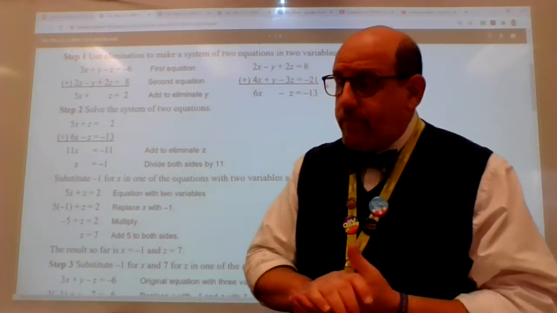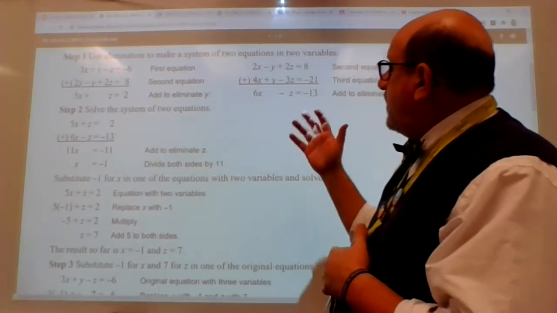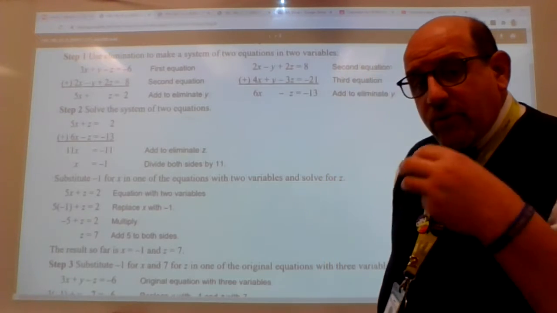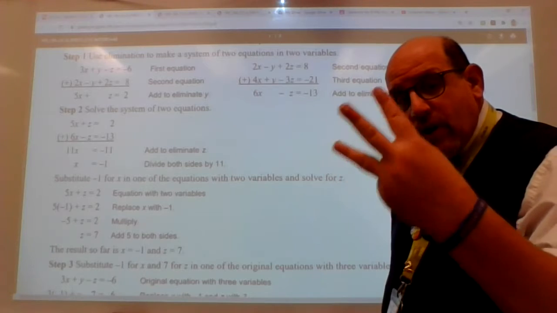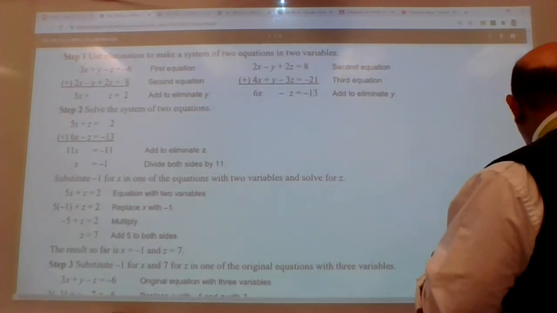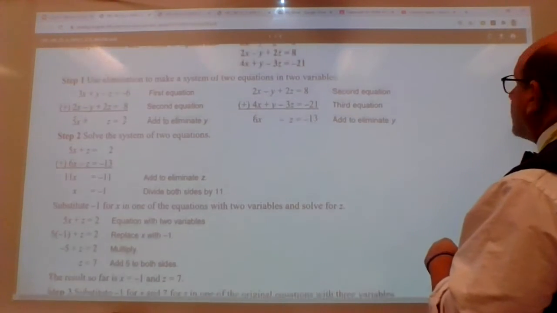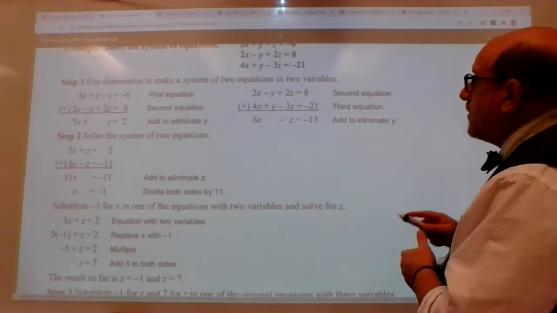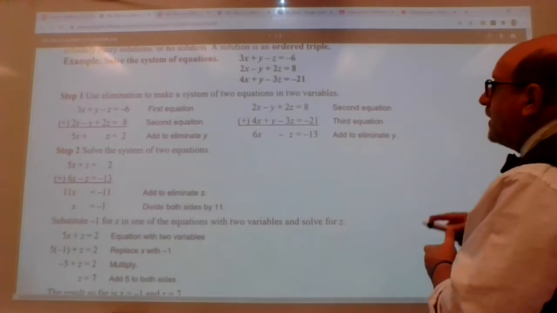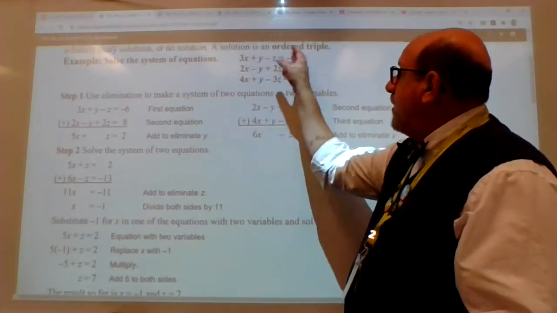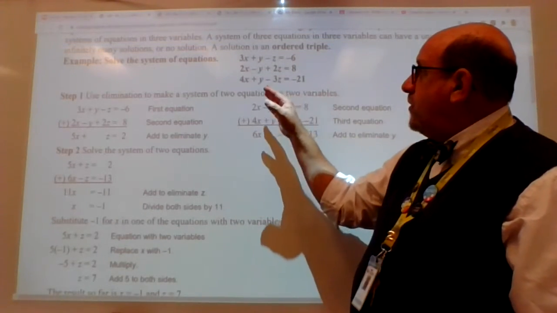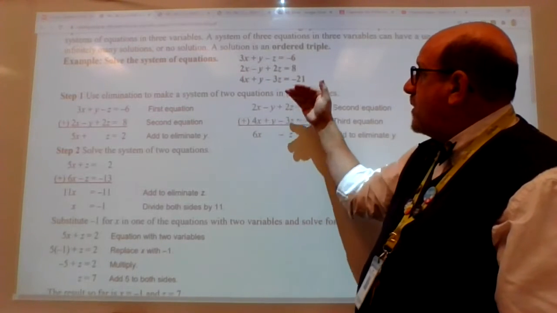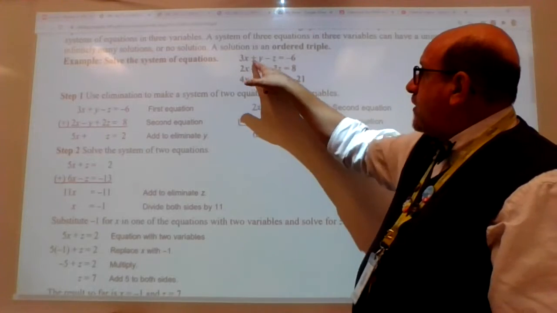This one has a system of equations, and it's got three different variables. So you have three equations with three variables. And I'm going to show you what that looks like real fast. Here's our example. Now this one is set up simply so we could do some elimination, but it's three equations with x, y, and z.